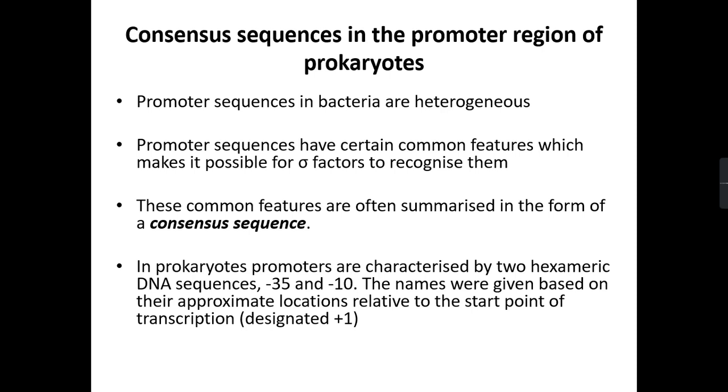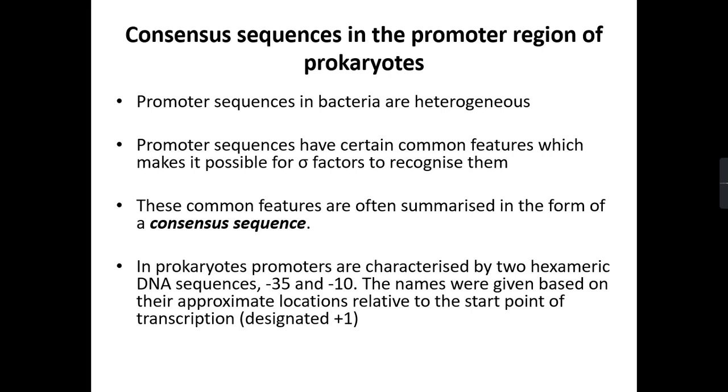Now, a consensus sequence is a short stretch of nucleotides that occur multiple times in a conserved sequence. We will look at it very soon in the next slide. In prokaryotes, such as bacteria, promoter sequences are heterogeneous. It means that they are of varied sizes. They are not the same.